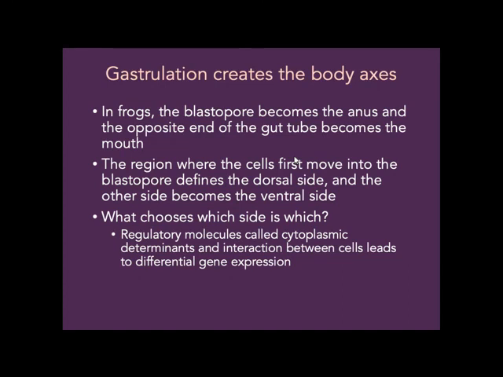So what chooses which side is which? Again, we talked about this in 1113. There are regulatory molecules called cytoplasmic determinants, and those, and also interactions between the cells, will cause the cells to express different genes. All the cells have the same genes, right? But those cytoplasmic determinants and also signals being sent between the cells will cause the cells on the back side to express genes associated with the back. The ones on the belly will produce proteins associated with the belly.